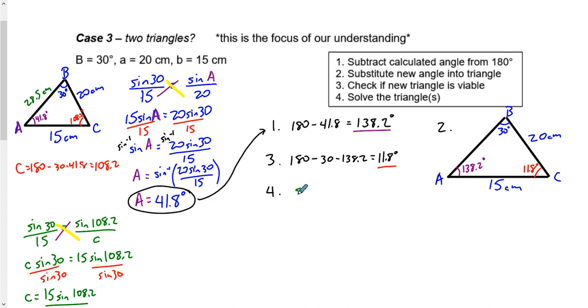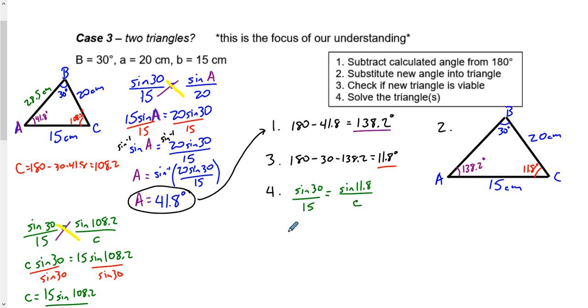Let's see, so we can still use our sine law again, because it's kind of the shortest one to do. Cosine law, absolutely you can do. I just have to take 15 squared, add 20 squared, subtracting 2 times 15 times 20 multiplied by the cosine of 11.8. Should come out to be the exact same thing.